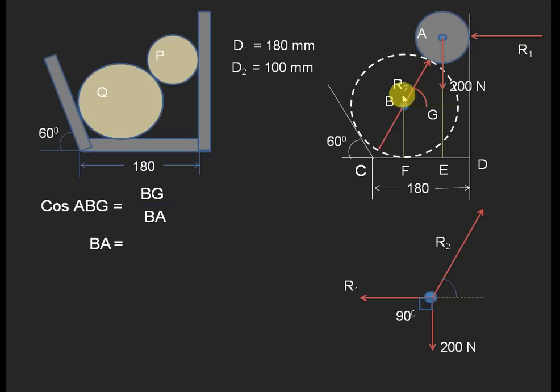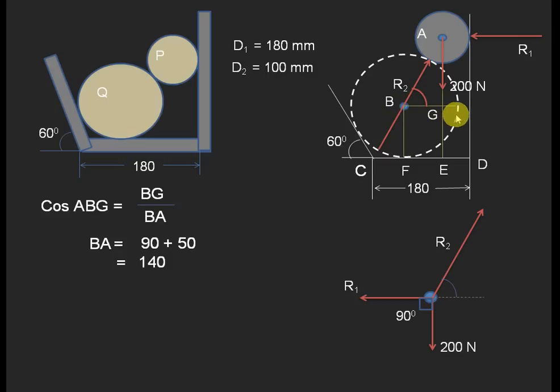So the BA is equal to the sum of the radius of this larger sphere and the radius of the smaller sphere. Here the diameter of the larger sphere is 180, so the radius will be equal to 90. Similarly, the diameter of the smaller sphere, that is P, is 100 mm, so the radius will be 50. The sum of these two radii will give you the distance AB. So AB or BA is over.